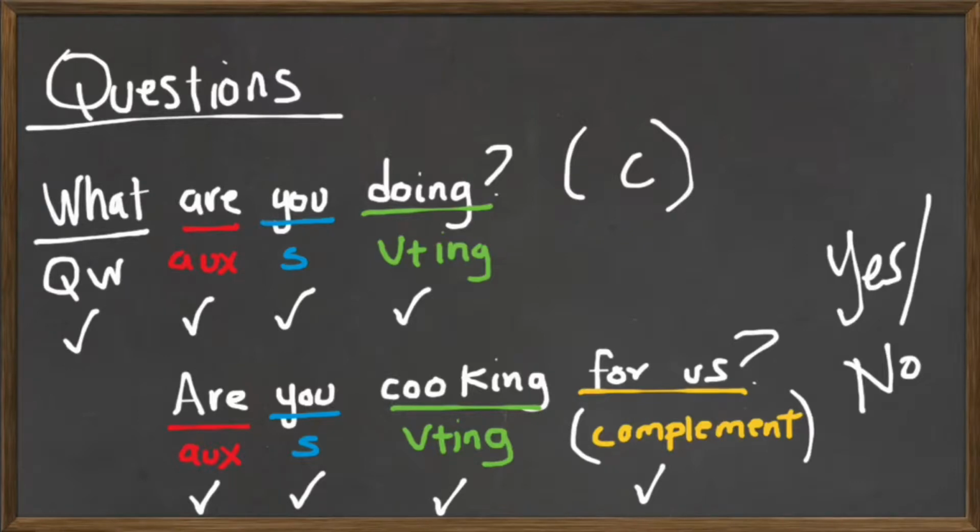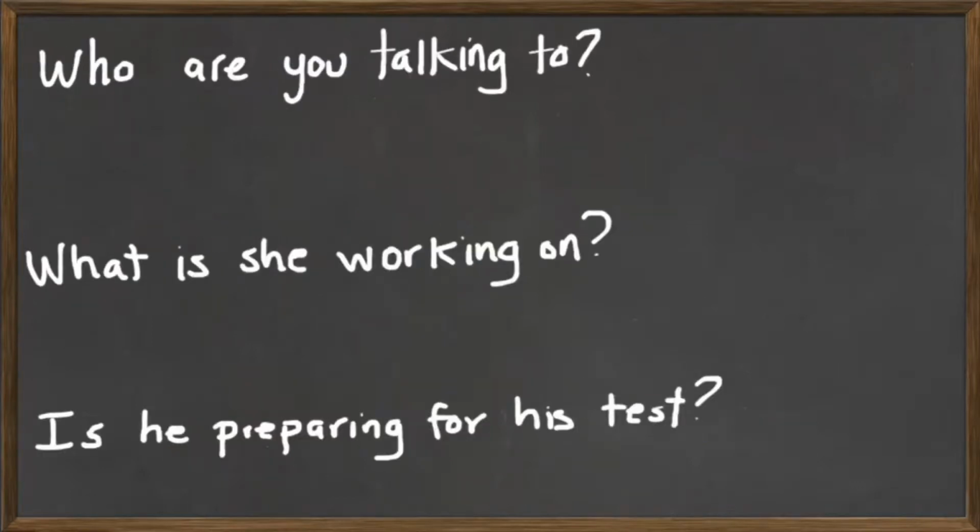Okay, so in question 1 we have, what are you doing? In example number 2, the yes-no question, we have, are you cooking for us? Okay, we have other examples here. Example number 1, who are you talking to? Example number 2, what is she working on? Example number 3, is he preparing for his test?